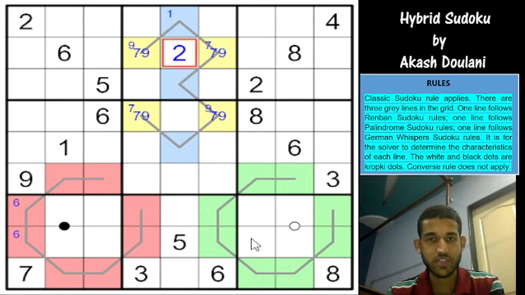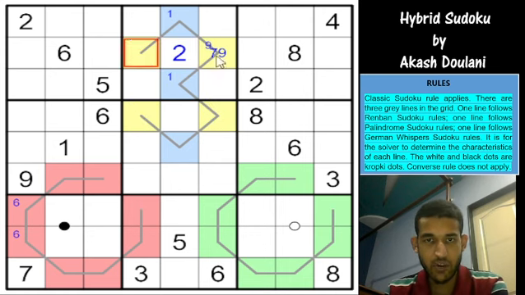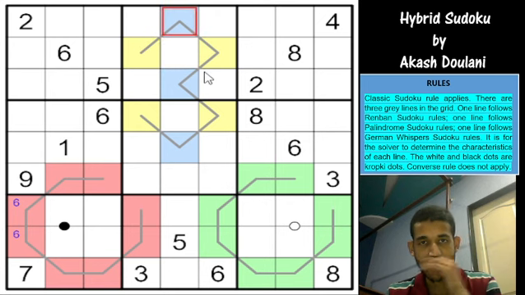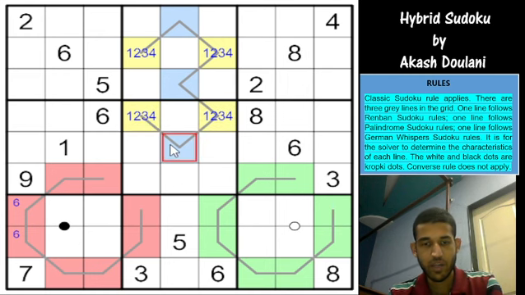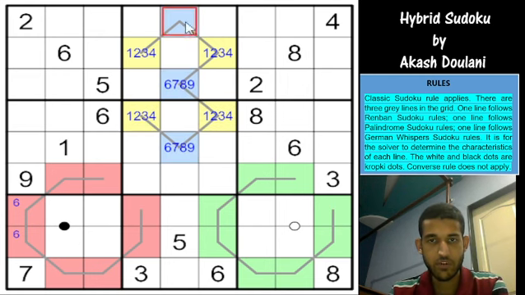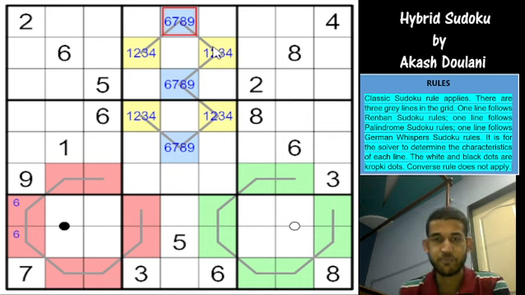A wonderful deduction to see at the start, not so easy. So we can be certain now that the yellow cells are from the group 1, 2, 3, 4. So let us quickly write that. And these would be from the group 6, 7, 8, 9.